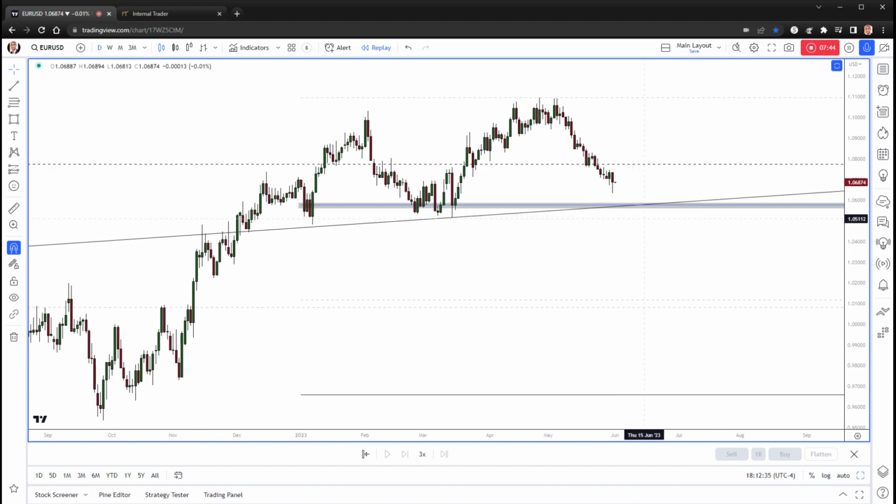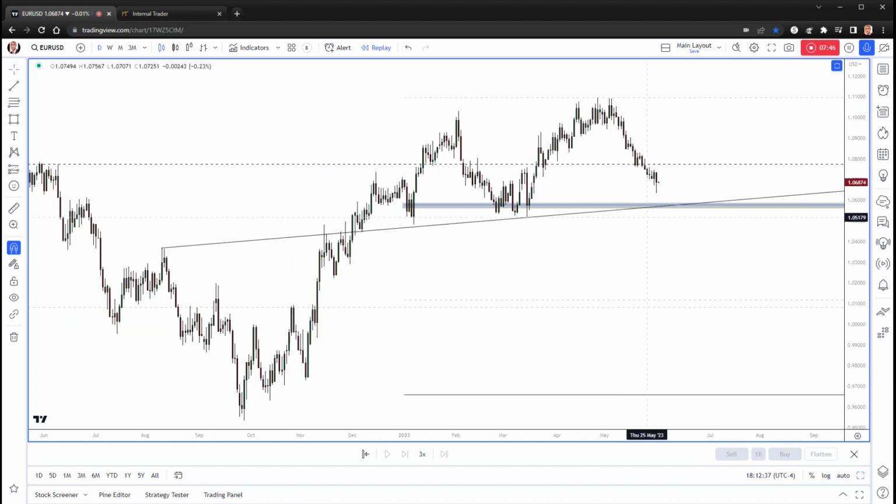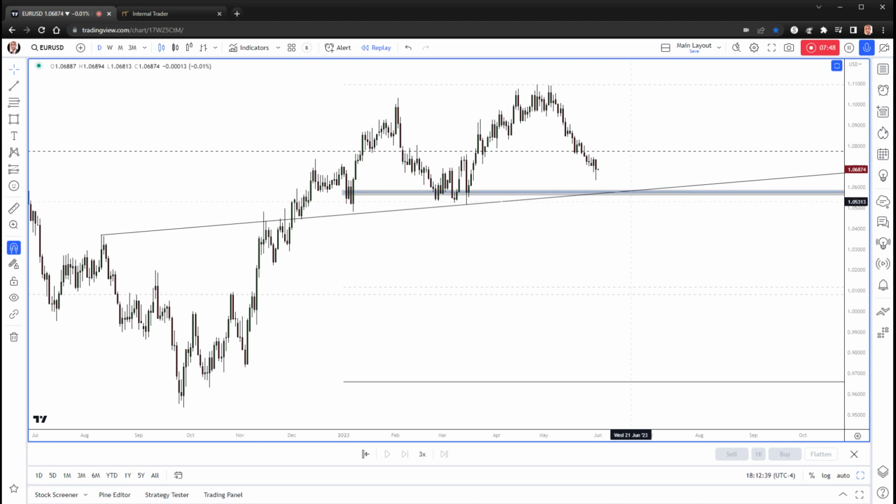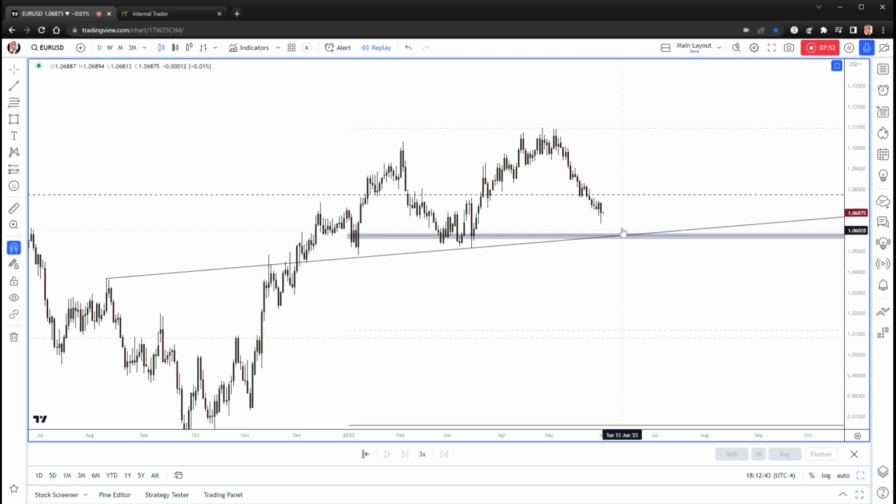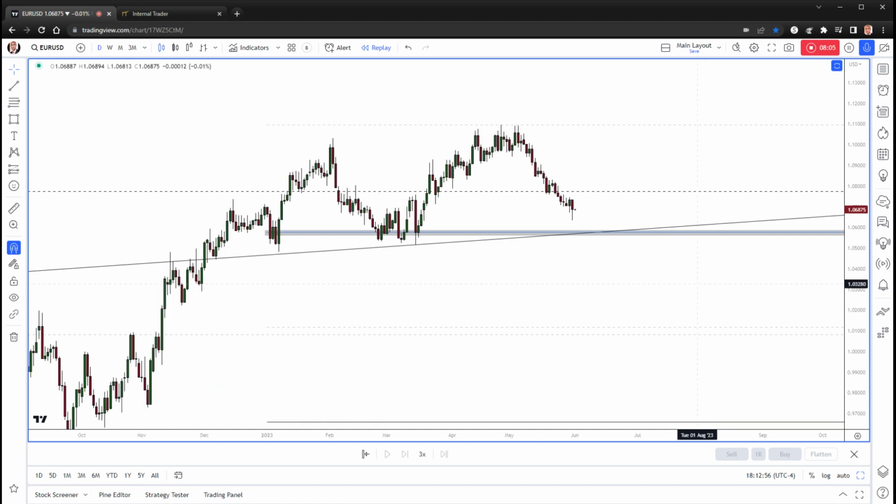If we break below this, that's going to be interesting to see what's going to happen. Is it going to open up the floor for a run all the way down here? Or are we going to get some type of support here and then rally up to maybe this median level, or maybe even make another run to the upside? So that remains to be seen.